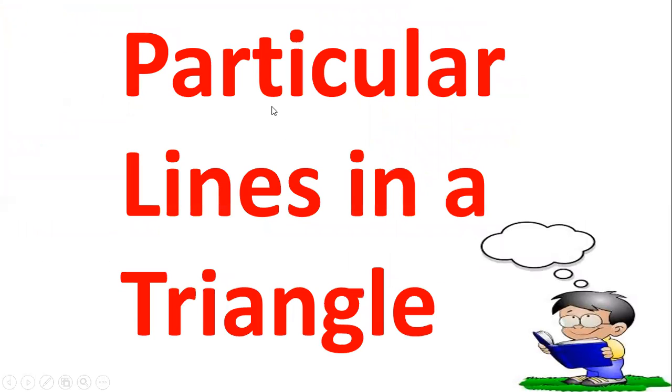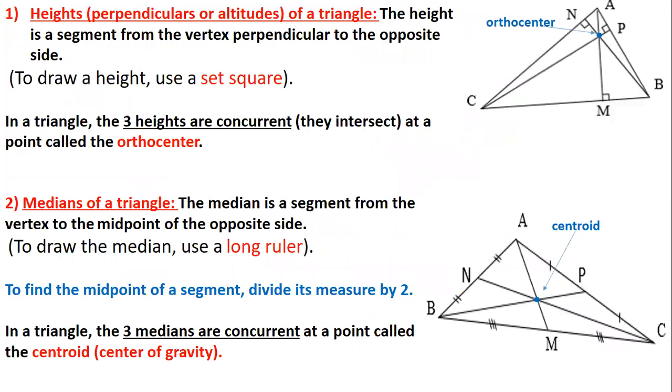Now I'll talk about particular lines in a triangle and how we can draw these lines. The first line I will talk about has 3 different names, but it is the same. We either call it a height or a perpendicular or an altitude. Please remember these 3 names. So heights, perpendiculars, or altitudes in a triangle. In any triangle, we can draw 3 heights. From each vertex, I can draw a height.